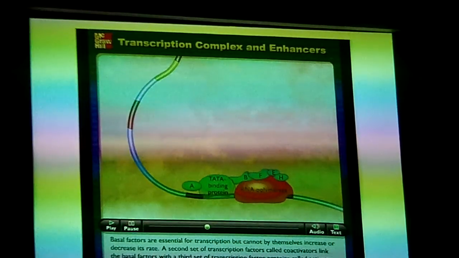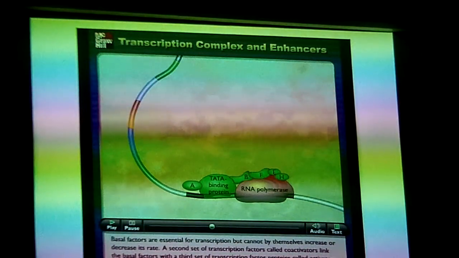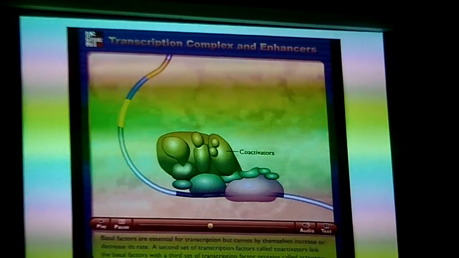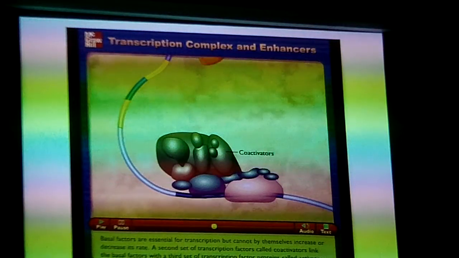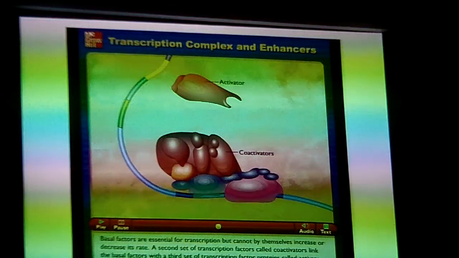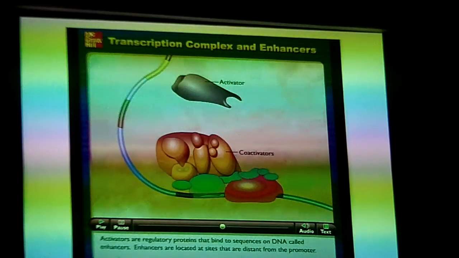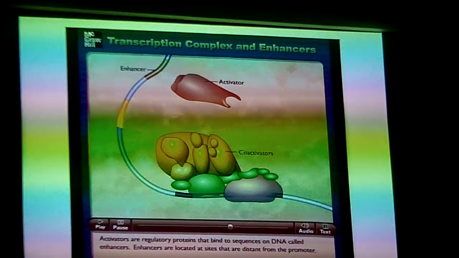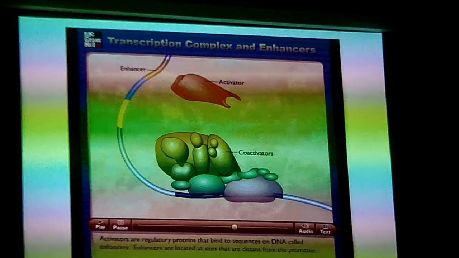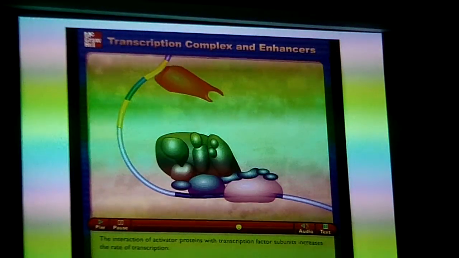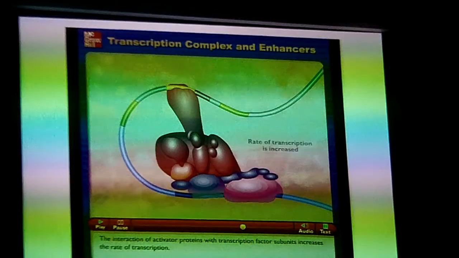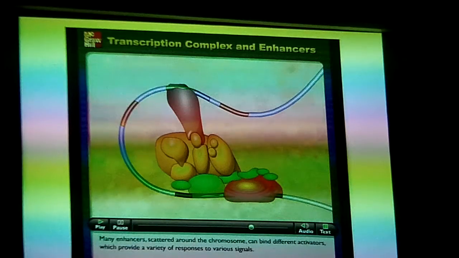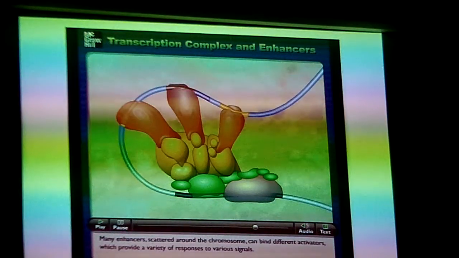Basal factors are essential for transcription, but cannot by themselves increase or decrease its rate. A second set of transcription factors, called coactivators, link the basal factors with a third set of transcription factor proteins called activators. Activators are regulatory proteins that bind to sequences on DNA called enhancers. Enhancers are located at sites that are distant from the promoter. The interaction of activator proteins with transcription factor subunits increases the rate of transcription. Many enhancers scattered around the chromosome can bind different activators, which provide a variety of responses to various signals.